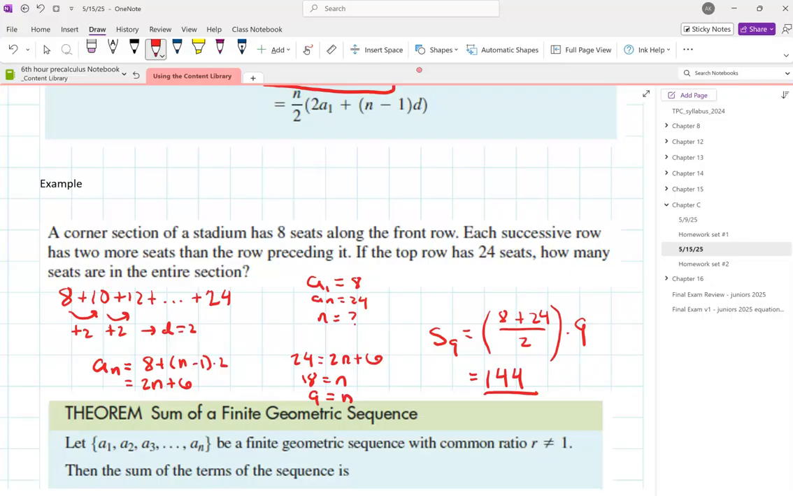So again, you're just plugging stuff into a formula. The only hitch is that you've got to solve for n. This problem wouldn't have been so bad to just balloon it out, turn it into an addition problem, and add it up the brute force way. But imagine if this was the University of Michigan Stadium and there are like 70 rows of seats or something. That's all of a sudden pretty annoying.